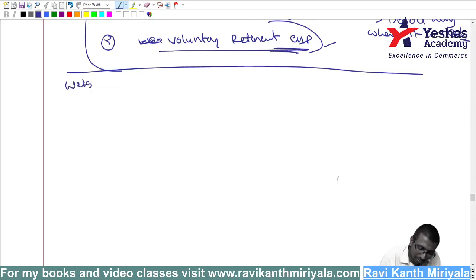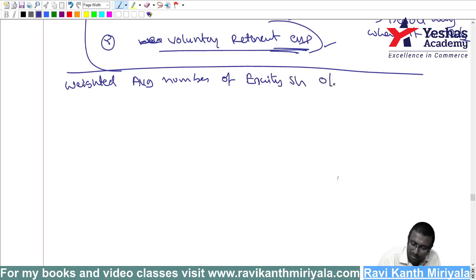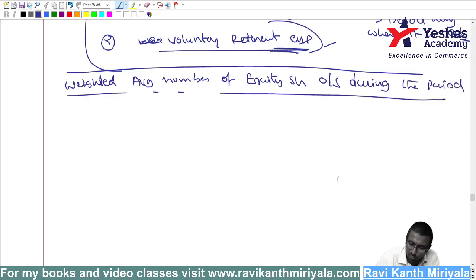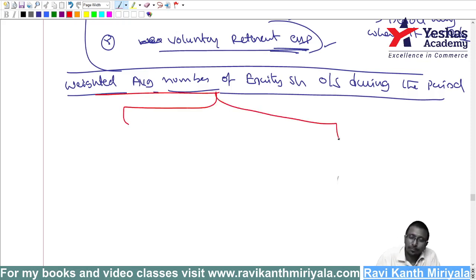Now, the weighted average number of equity shares outstanding during the period. This is the next small point which you are supposed to learn. To calculate the weighted average, there are two methods. Any one method you can choose, because whichever method you follow, obviously the answer will be the same.